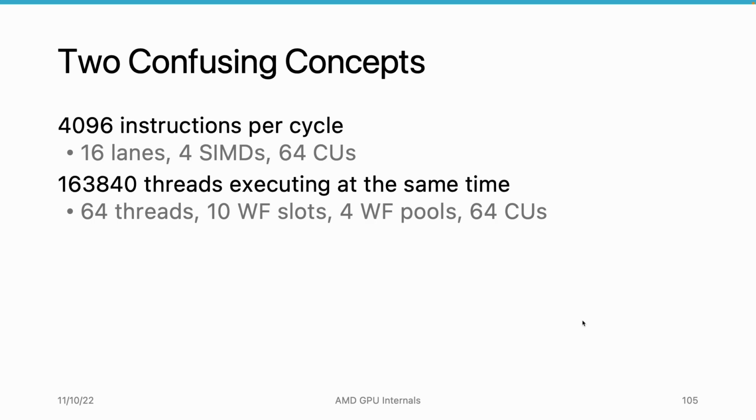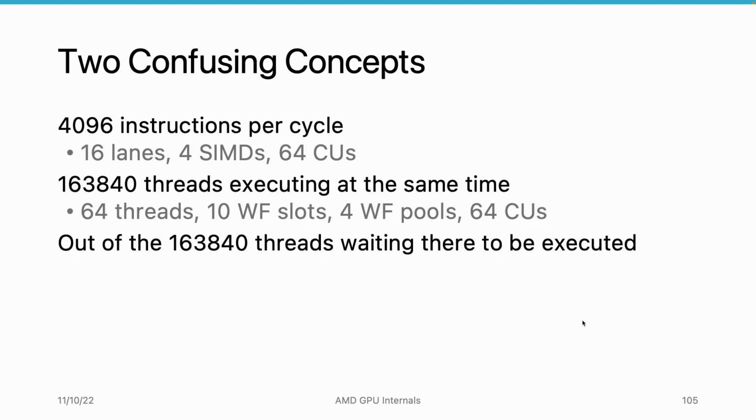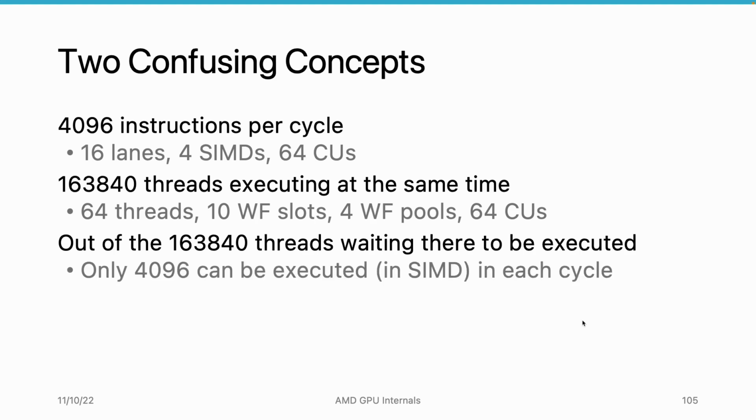So how do we understand this difference? How many threads can be executed at the same time? Is it 4,000 instructions, 4,000 threads, or are these 163,000 threads being executed at the same time? They're both correct, it's just the way we understand it. We can say it in this way: out of the 163,000 threads waiting there to be executed, only 4,096 can be executed in the SIMD unit in each cycle. Since the SIMD unit is the unit that provides the computational power, we only consider SIMD here.